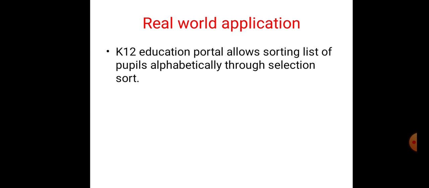What is the real-time application? There is an education portal website called K12. In the K12 education portal, the pupils enrolled into the portal are sorted based on selection sort only. They are sorted alphabetically in the K12 education portal. If you want, you can check on the website.